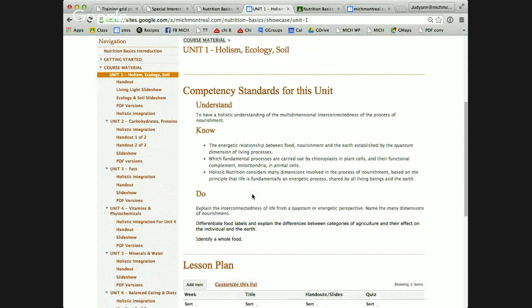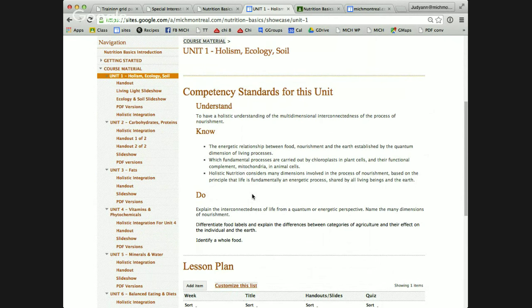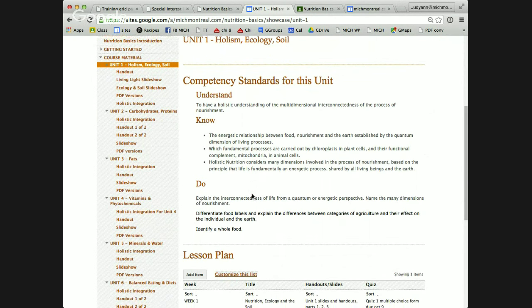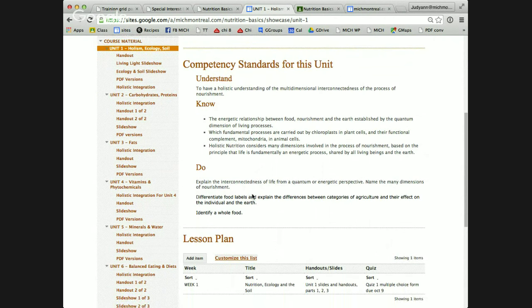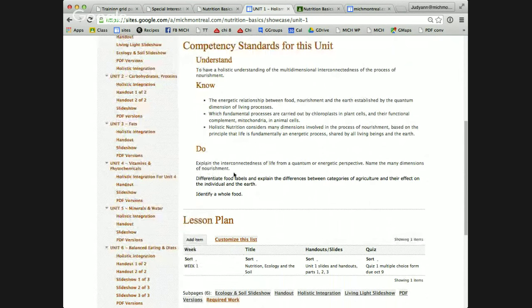And then within that, of course, are things that you're going to know, such as the processes that are carried out in plants to form food and in animals to break down food, the many dimensions in the process of nourishment as well. And then there's the practical side about being able to differentiate food labels, for example, and explain the differences between the categories of agriculture and their effect on the individual and on the earth, and how to identify a whole food.